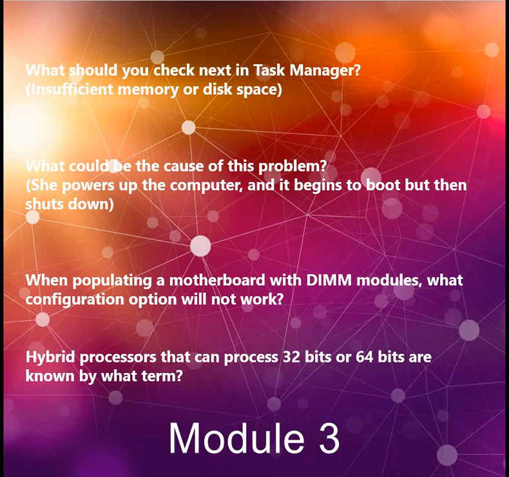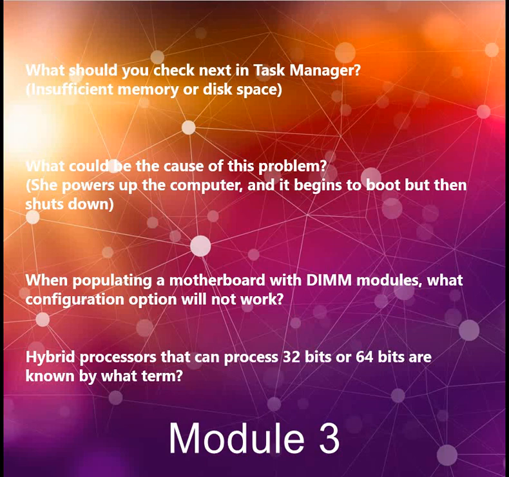First answer is your x86 processor. That is incorrect. That is what they call, for whatever reason, a 32-bit processor, x86. All right. Next thing you have is your Itanium processors. That is incorrect. That's just a name brand processor. Then you have your dual mode processor.